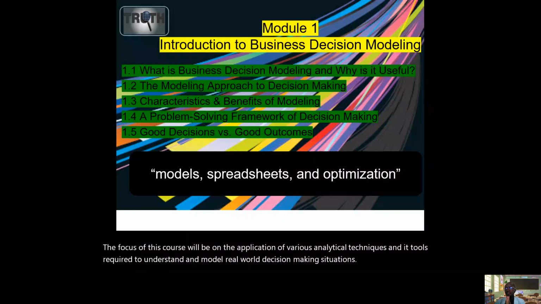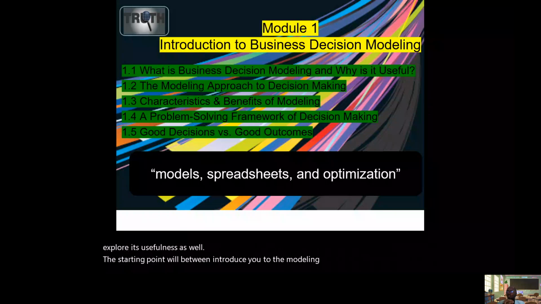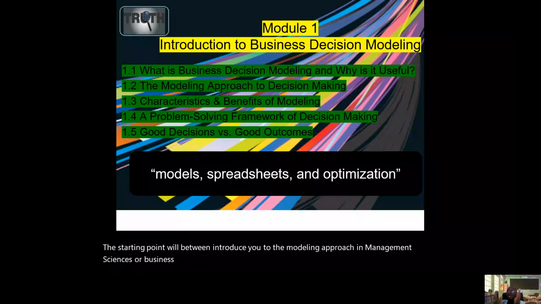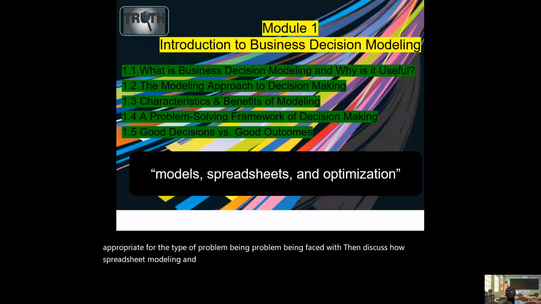In this particular lecture, we start by discussing the meaning of business decision modeling and explore its usefulness as well. The starting point will be to introduce you to the modeling approach in management sciences or business analytics. We describe how the models of decision problems differ in a number of important characteristics and how you should select a modeling technique that is most appropriate for the type of problem being faced. We then discuss how spreadsheet modeling and analysis fit into the problem-solving process.